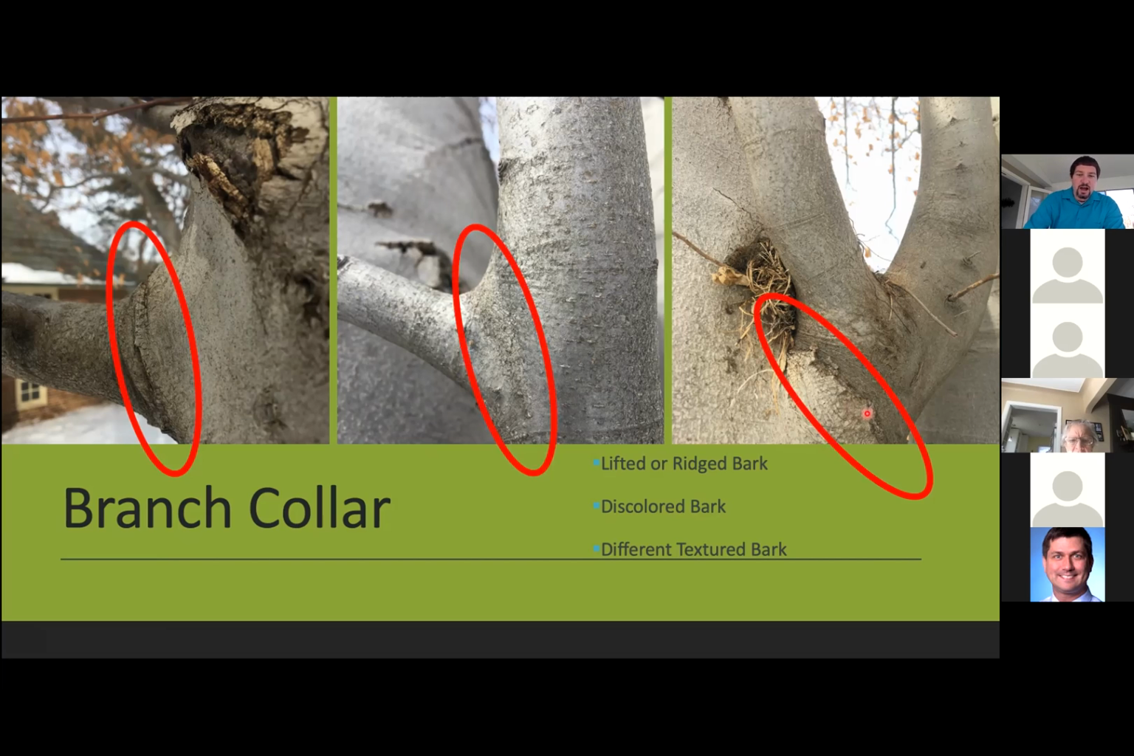And so when you cut, you want to make sure that you cut just outside of that. You don't want to impact this branch collar area, because that's the part that seals over the wound. So trees don't heal. They don't have that ability. What they do is they compartmentalize things, and then they grow over it and pretend like it didn't happen.